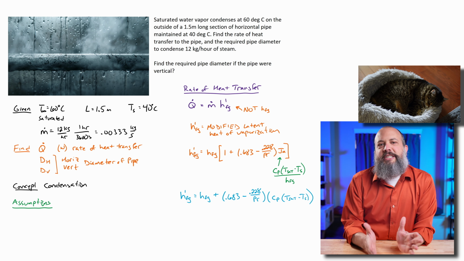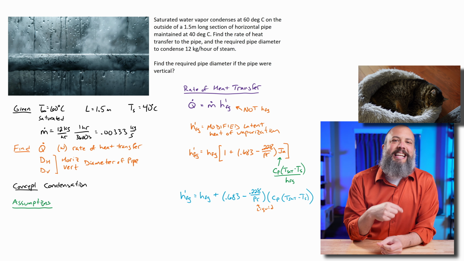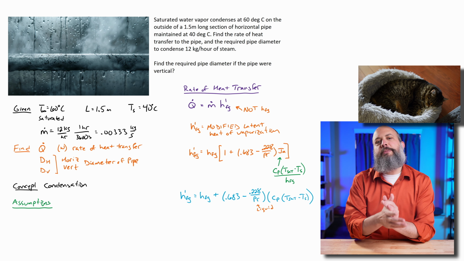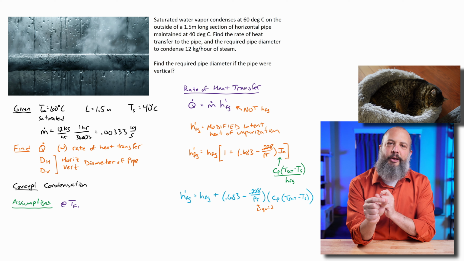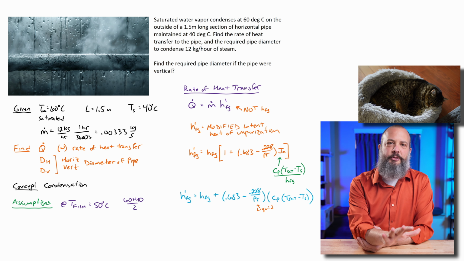So I'm going to have to go back to my material properties and look up the Prandtl number for the liquid water, and all of my liquid values that I look up in this problem, I'm going to be using the film temperature, which is the average between 60 and 40. So 50 degrees is my film temperature. Every property for liquid, I'll look up at the film temperature, 50 degrees. I get a Prandtl number of 3.55.